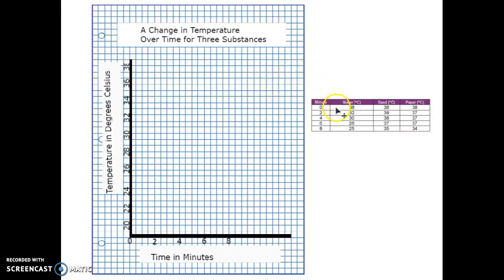So based upon the information here, I came up with this title, A Change in Temperature Over Time for 3 Substances. I didn't know anything else about the data, so that's as much as I could include in the title. Besides the title, I expect you to utilize labels on both the y and x axis.